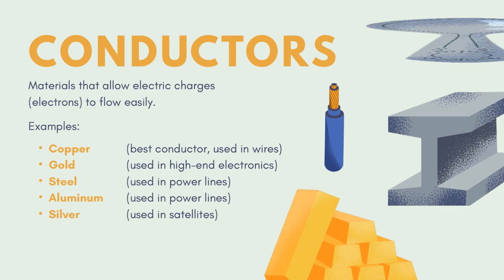Aluminum is another common conductor in power lines because it's lightweight and cost-effective, making it suitable for long-distance transmission. And then there's silver, which actually conducts electricity even better than copper, though it's more expensive, so it's used in specialized applications. All of these materials are excellent examples of conductors, substances that allow electric charges, or electrons, to flow easily through them. Recognizing these differences helps us understand why certain materials are chosen for specific electrical and electronic uses.